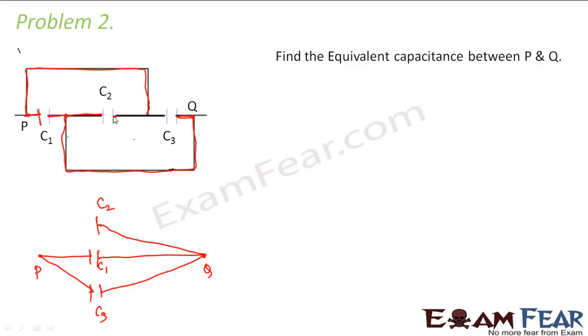And C2's this end is also connected to P. So what do we get? We get that C1, C2, C3 have their starting and ending points as the same. That means C1, C2 and C3 make a parallel combination.